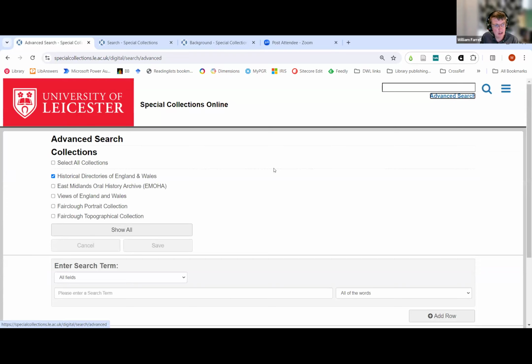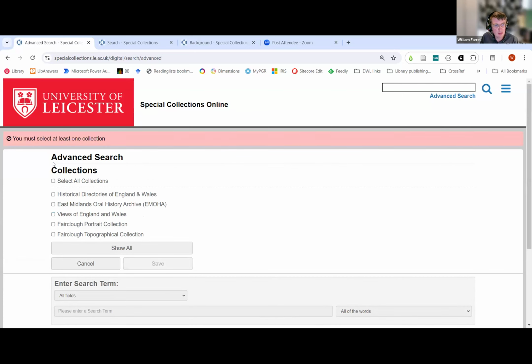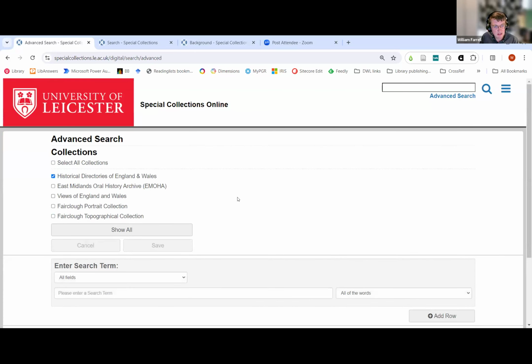And there are several things you need to do. The first is to confirm which collection you are searching. If you just want the trade and street directories that we have, you want to tick the first box, Historical Directories of England and Wales, and make sure nothing else is selected. Sometimes the system will reset itself and you'll have everything selected. So untick select all, then tick historical directories, and then if you need to, click save. That will make sure you're searching the right collection.